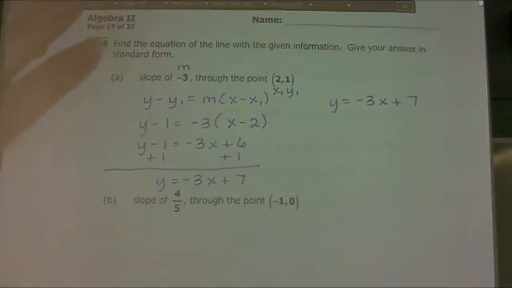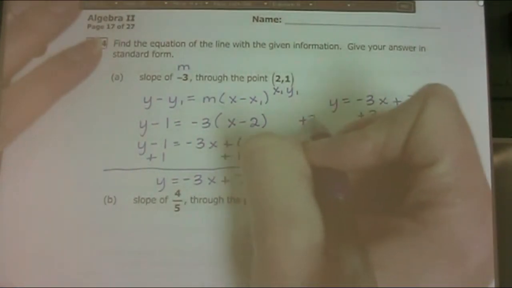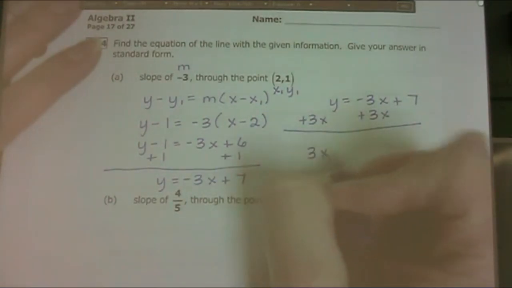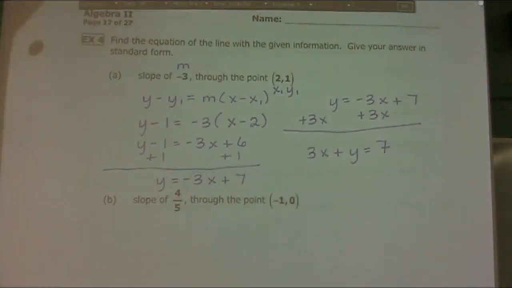But what I want to do is end in standard form. So I need to move my x's to the other side. So add 3x to both sides. And I have 3x plus y equals 7. And there's my equation in standard form. All right, let's do another example.